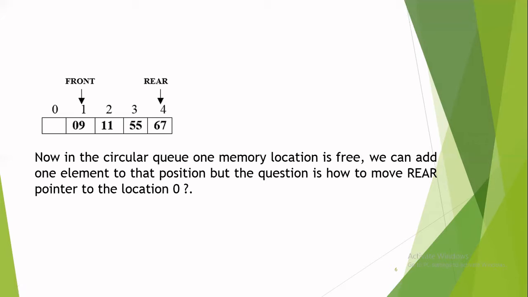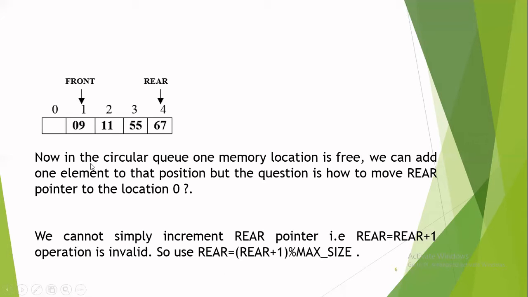But the question is how to move the rear pointer to this location 0. The answer is that in a circular queue, we do not increment the rear pointer by the formula rear equals rear plus 1. This is not at all helpful in a circular queue. Hence, we use rear equals (rear plus 1) modulo maximum size. When you use this formula, the rear pointer can be moved from the last index value back to the first index value. Let us now discuss how this incrementation is done with an example.